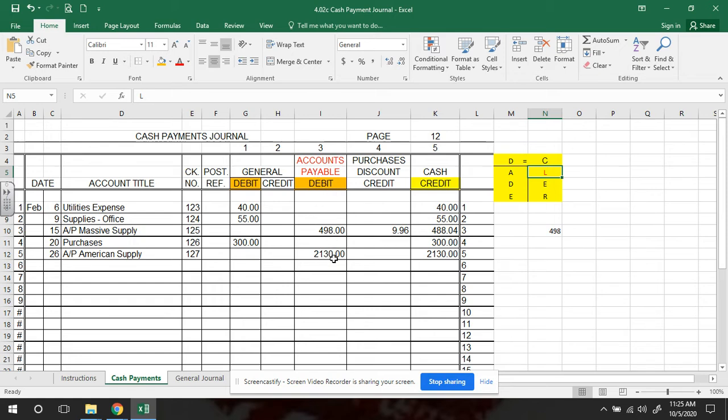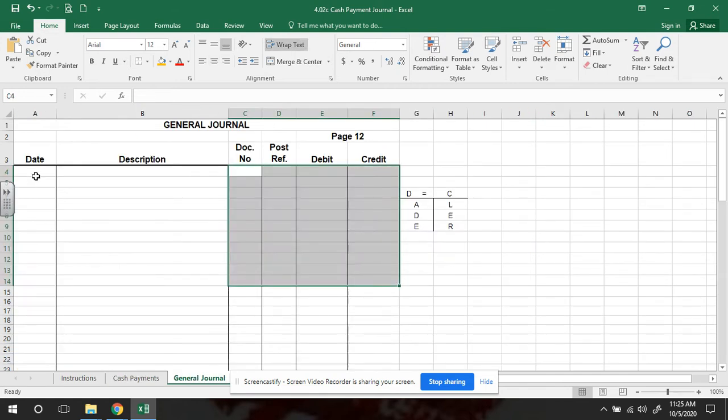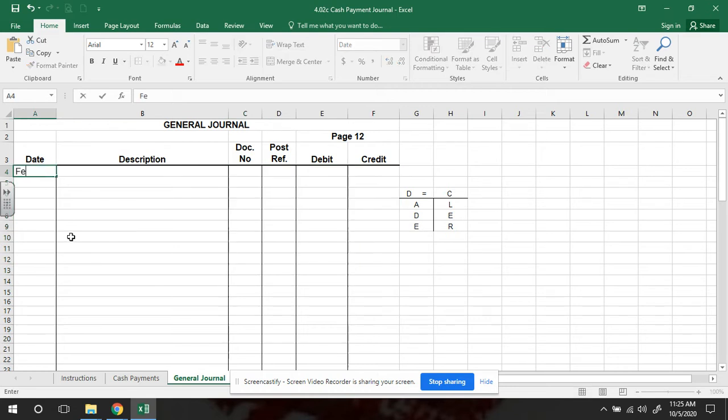You don't want to have debt. Businesses, it doesn't look good to have a lot of debt. And then personally, it doesn't look good to have a lot of debt. So you're paying those off. Now, if you want to see what it looks like over here, it was February 6th. And that first one was a utility expense.